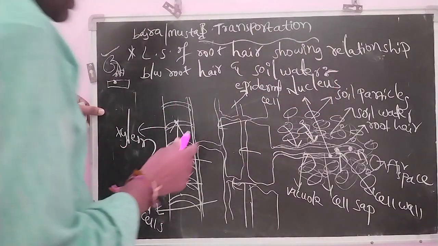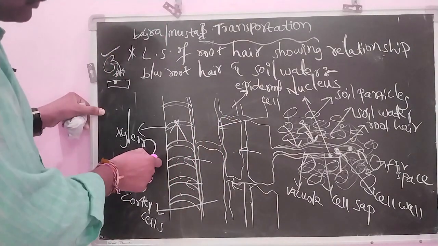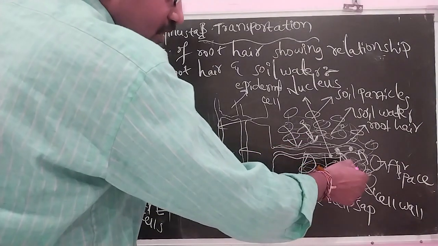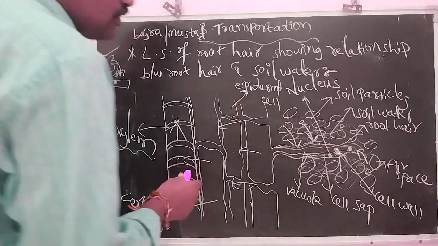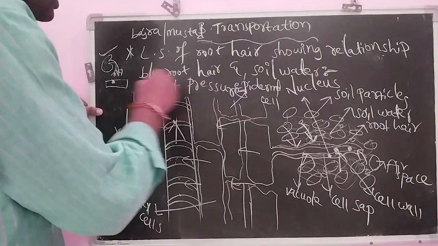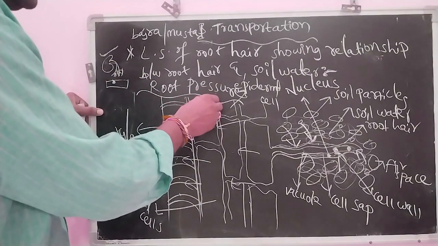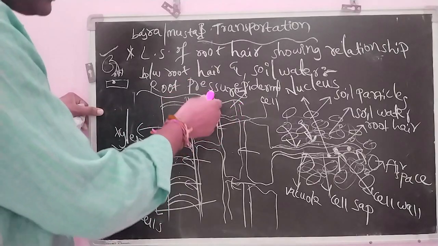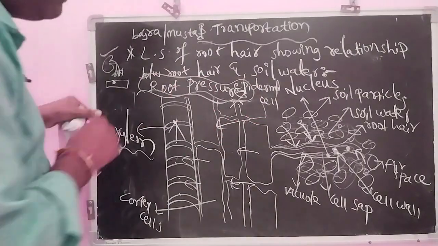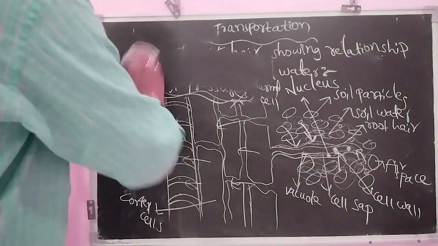Whatever water the root absorbs is transported to the upper parts through the xylem. Root pressure is created because of thousands of root hairs and root hair cells. Root pressure is one of the factors through which water moves upward, but it is not the one and only factor. Other factors like transpiration are also involved.